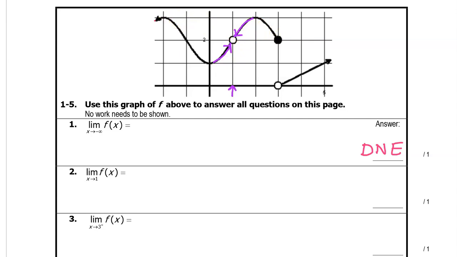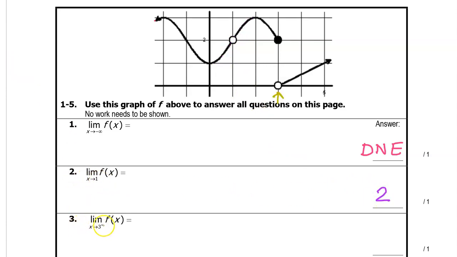Now that value that we are approaching is the value right here, the value of 2. It doesn't matter that function f is not defined at an x value of 1. As x approaches 1 from the left, the value of the function approaches 2. As x approaches 1 from the right, the value of the function approaches 2. Therefore, the limit as x approaches 1 is 2.